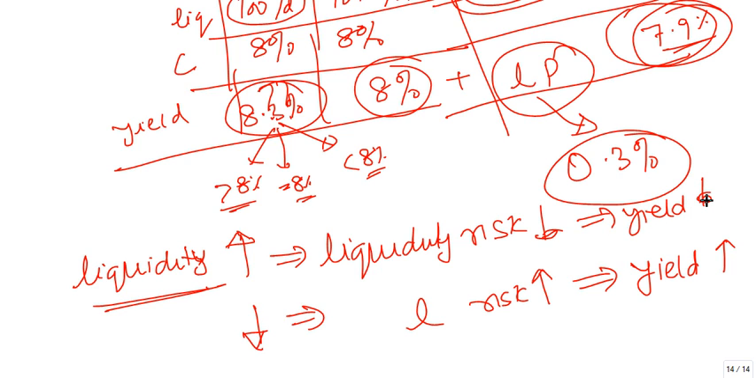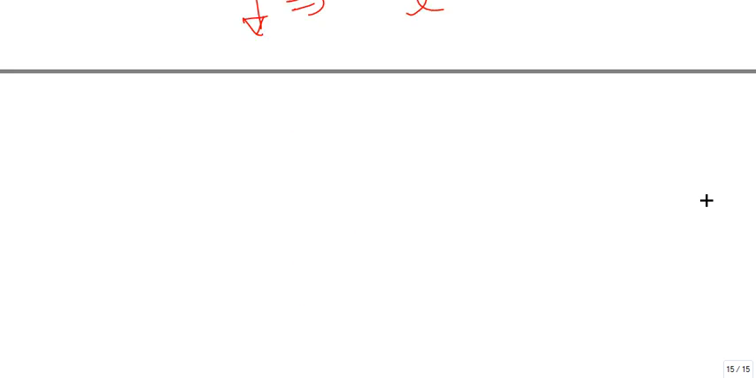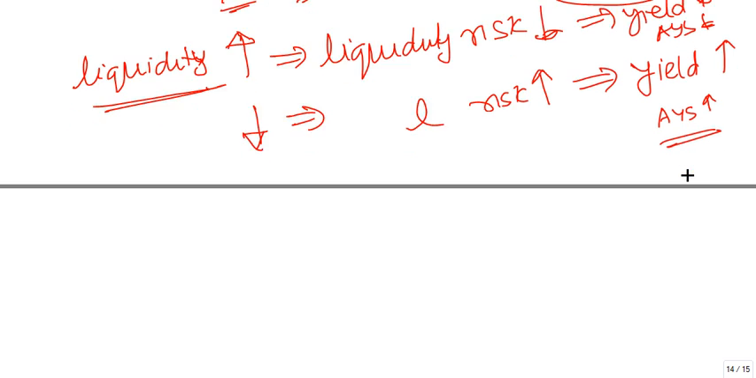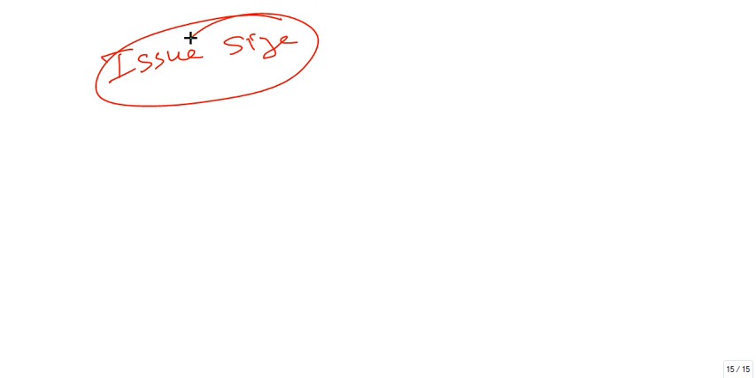So this is the comparison of the yield and the liquidity. Please note that if the yield is lower or higher, needless to say your yield spread will also be lower here, and here your yield spread will be higher, right? So this is with regard to the liquidity. Now, how does the issue size affect it? What is the impact of the issue size?